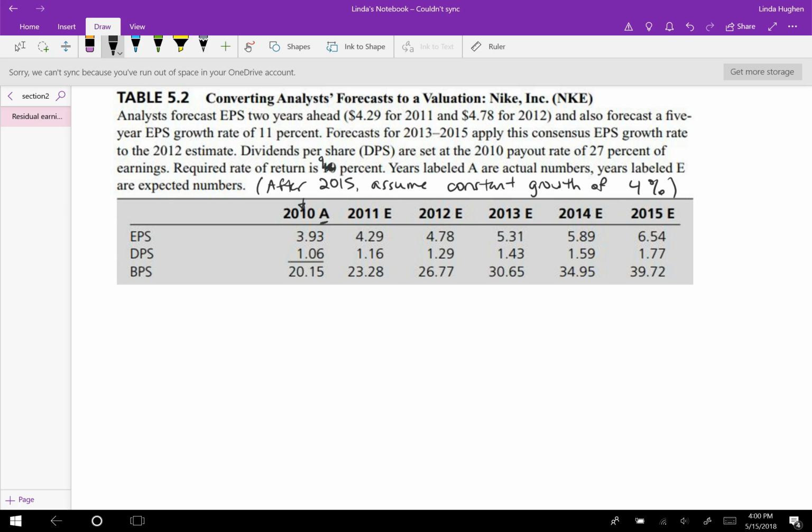And of course, we're going to use that to calculate the horizon or continuing value at 2015, the value of the firm for all periods after 2015.